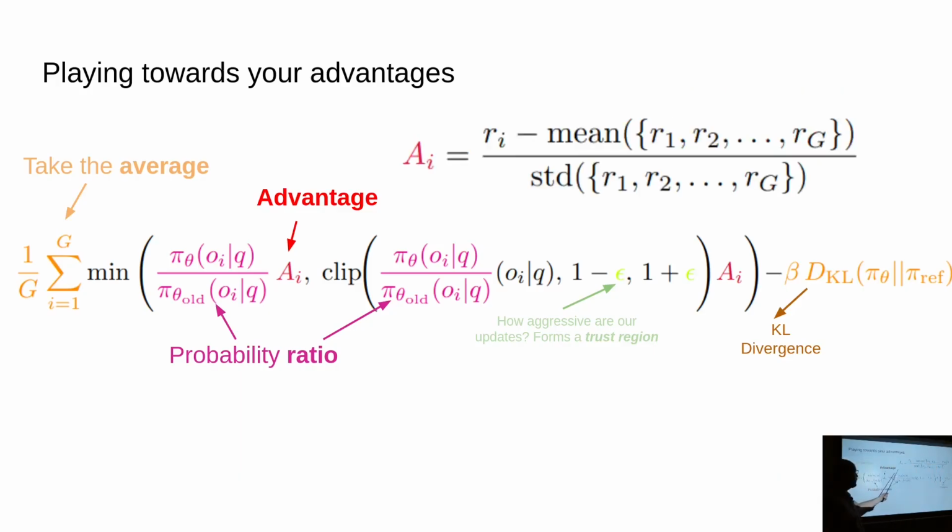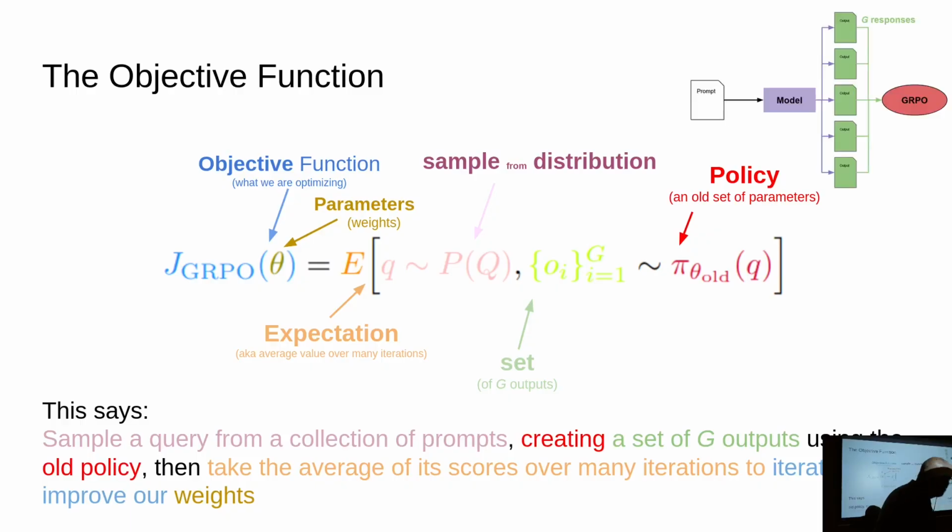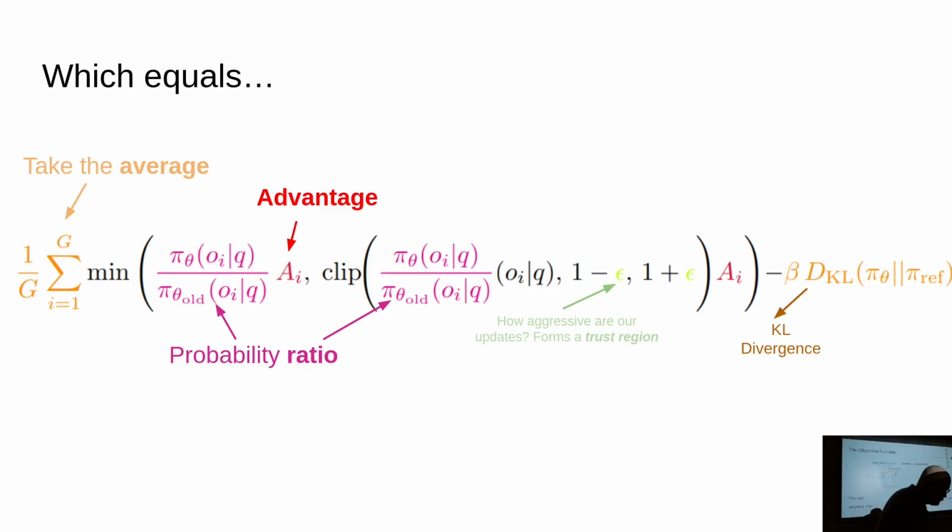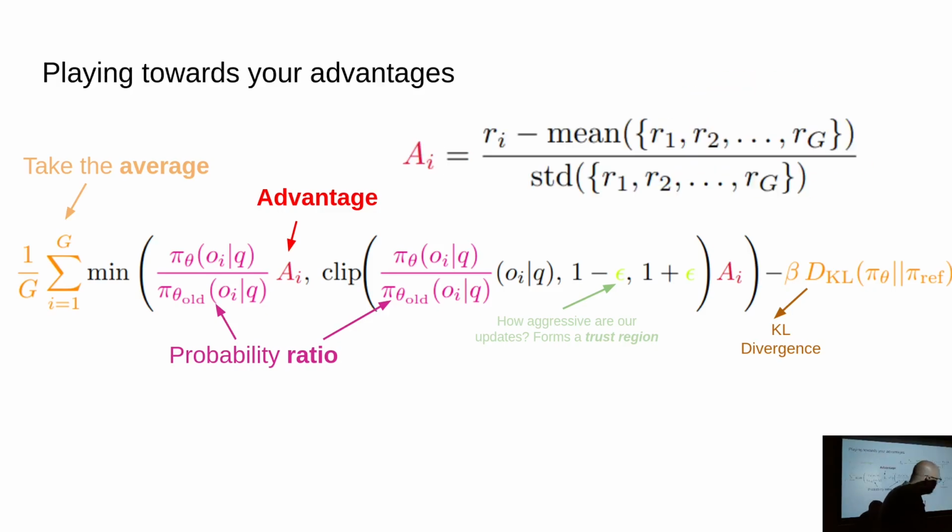Now, that advantage, how do you actually calculate that for GRPO? You take the reward for a particular piece, being, let's say, the score reward for this particular output across the set that we generate for G responses. You take the score of that, subtract from it the mean of that whole set's score, and then you divide it by the standard deviation of that score.